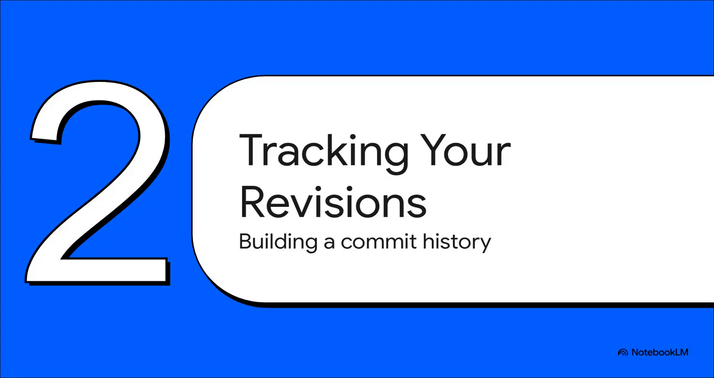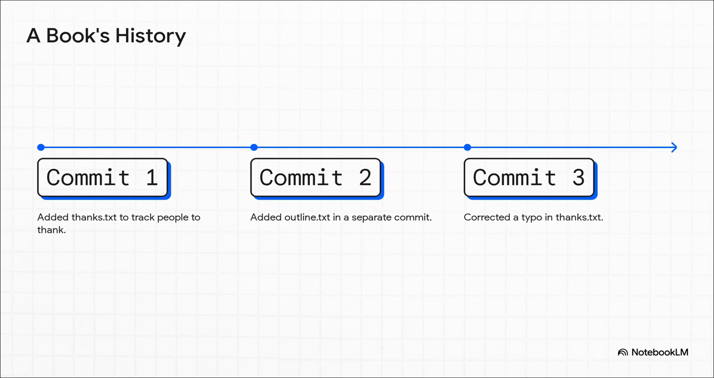So, that first commit is our foundation. Now we get to see how we build on top of that to create a full, trackable history of our book's journey. Let's track our revisions. So as we keep working, we're building up this history, right? We add an outline file, that's a commit. We fix a typo in our thanks file, that's another commit. And you can see how it's forming this beautiful, clean, logical timeline.